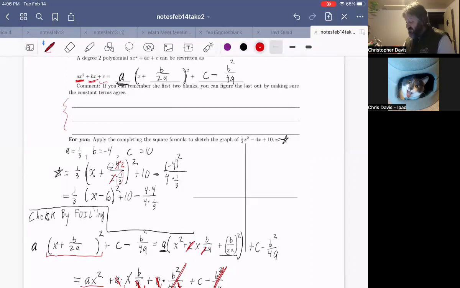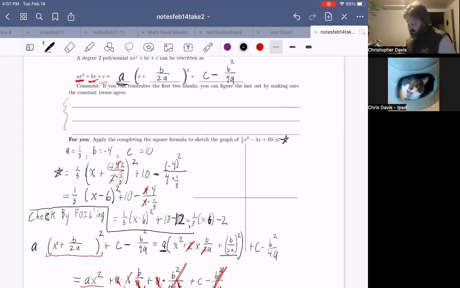Why have I written it as 4 times 4 instead of 16? Well, because there's a 4 in the denominator that'll cancel with it. Now I can move this 1 over 3 to the numerator. Equals 1/3 (x minus 6) squared plus 10 minus 12, also known as 1/3 (x minus 6) squared minus 2.